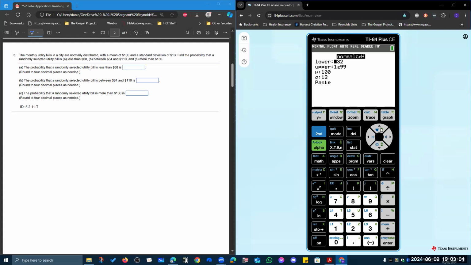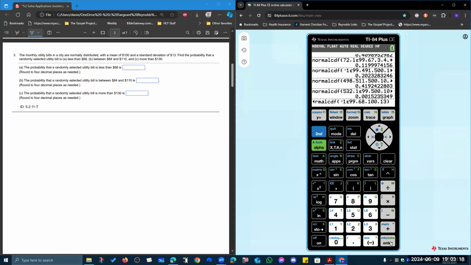The probability that a randomly selected utility bill is less than $68. So upper bound of $68, unbounded on the bottom, and we have 0.0069 when we round to 4 decimal places.